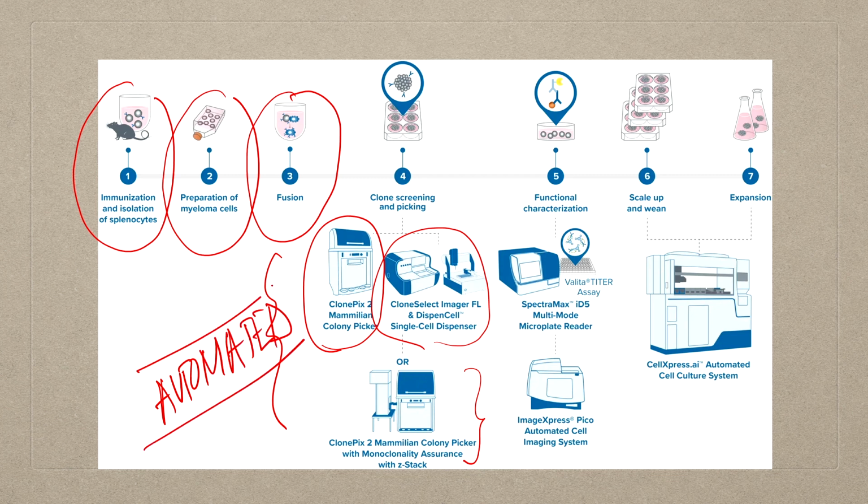But the basics are the basics. Basics haven't changed. It is just for ease and time saving. The technology has been automated over a period of time. From here, you have the functional characterization. Again, a huge amount of automation has happened.